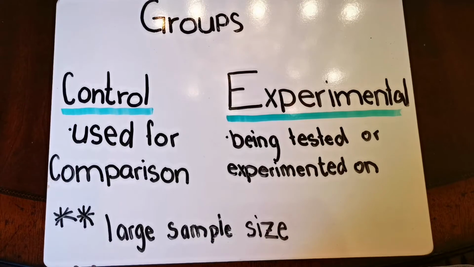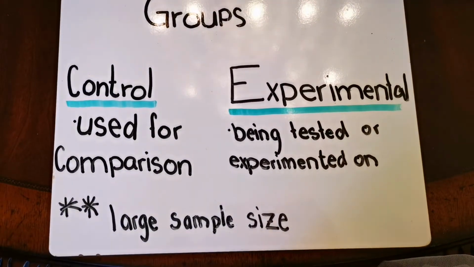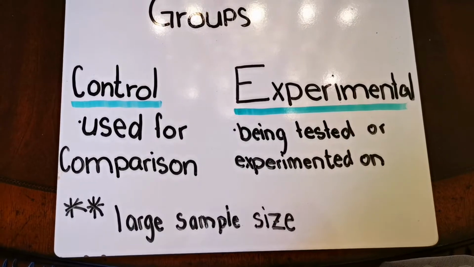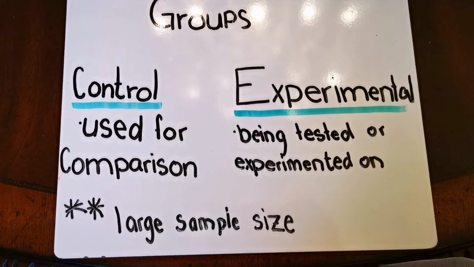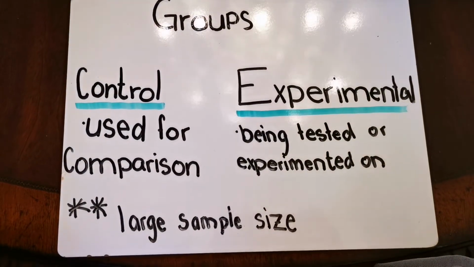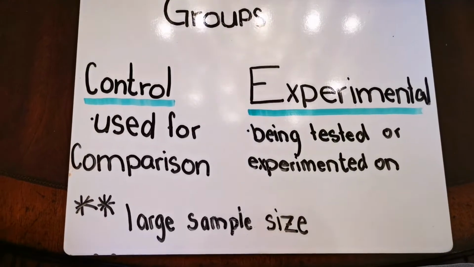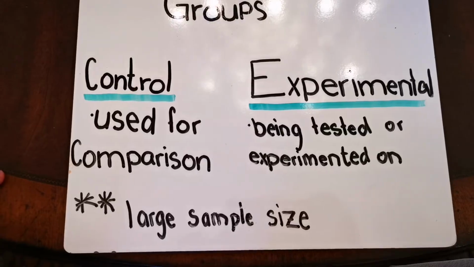And down there, I have an asterisk, a large sample size, because both control groups and experimental groups need large sample sizes of at least 3 variables. Without those 3 variables, you cannot have a proper experiment. So a good experiment has a control group and an experimental group, and usually only has one difference between a control group and an experimental group.